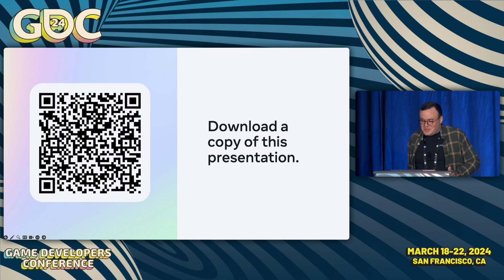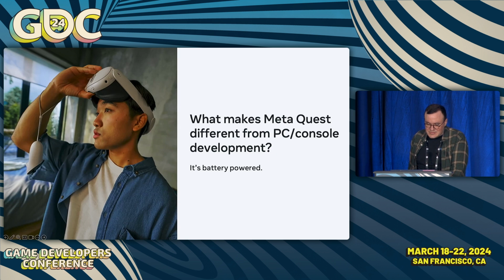So this talk is tuned towards folks with a baseline awareness of developing on Quest, but hopefully everyone will be able to follow along, learn something new, and follow all of the logic that we're going to go through. Anyhow, I'm going to start easy. The main thing that makes shipping a game on the Meta Quest different from shipping a game on PC or console is it's battery-powered.